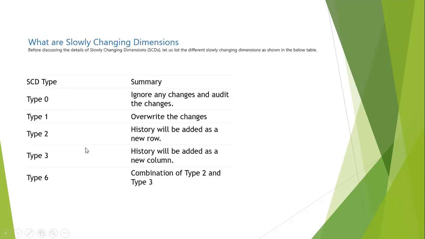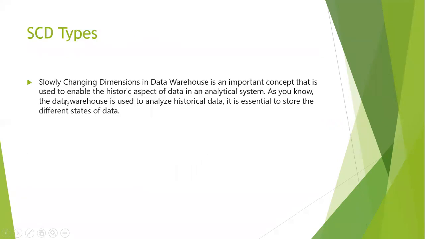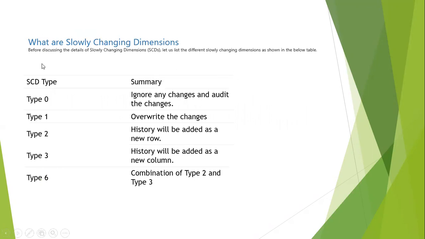Normally we use three types, which are type 0, type 1, and type 2. Type 6 has been newly introduced, and type 3. So what is this slowly changing dimension? Whenever we are storing data into our data warehouse, we store it in different ways, which we call type 1 and type 2. This is the main process. Whichever data warehousing environment we are using, we'll be storing it in this particular format.